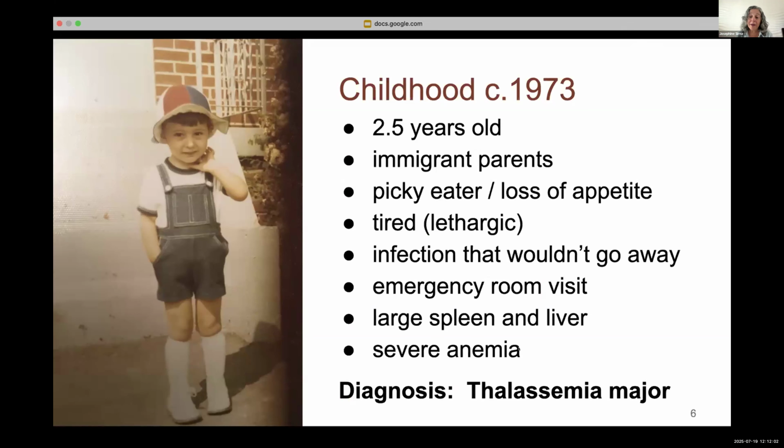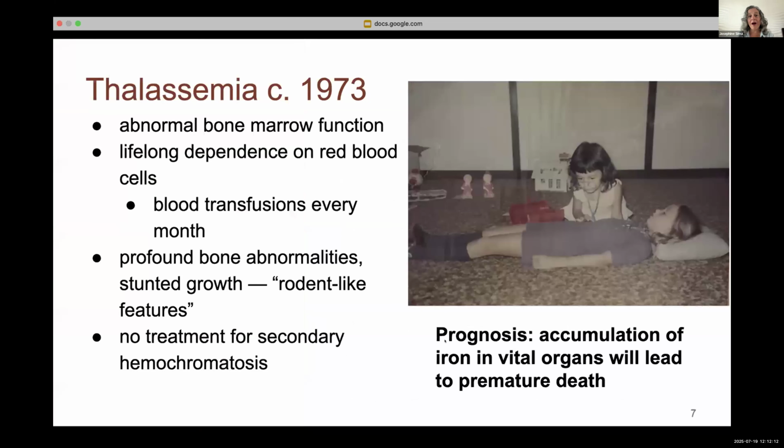So he told my parents that they had a very sick little girl, and that if lucky, I would live till I was 20 years old. And the reason behind that is because back in the 70s, there wasn't iron chelation. There was treatment, which was the blood transfusions once a month.